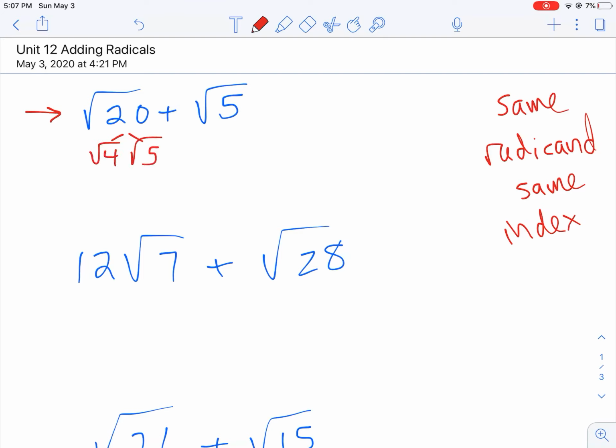So I'm going to convert this root 20 into a root 4 times a root 5 and see that I actually have a 2 root 5. And then I can add a root 5. Okay, so root 20 plus root 5 actually simplifies to 3 root 5.